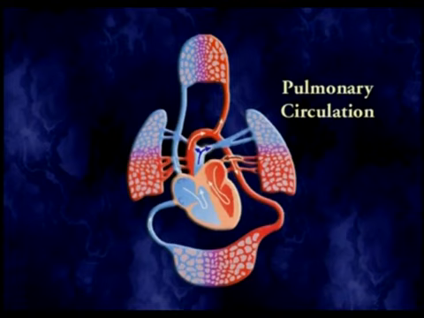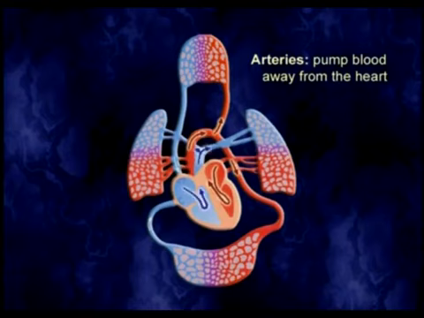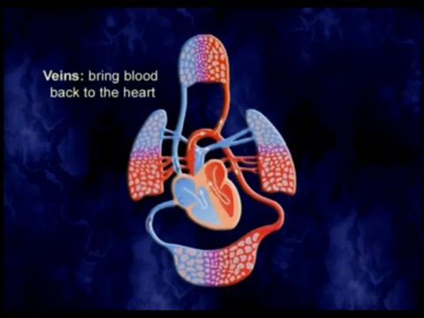We really have to define arteries and veins by the direction of blood flow. Arteries pump blood away from the heart, including the pulmonary circulation, which is going away from the heart, and the veins bring the blood back to the heart. And here we have oxygenated blood coming back in the pulmonary veins.